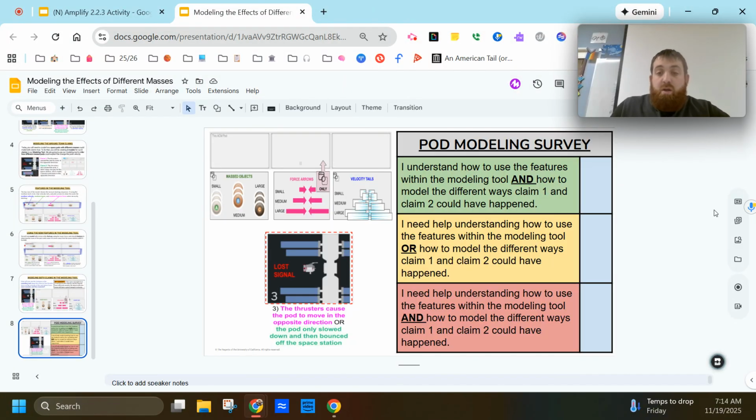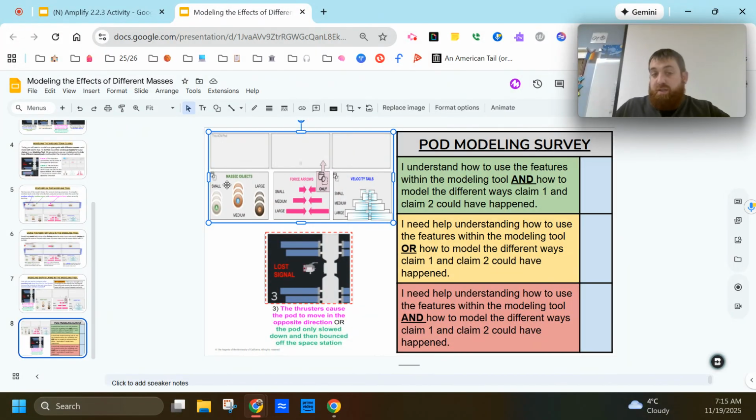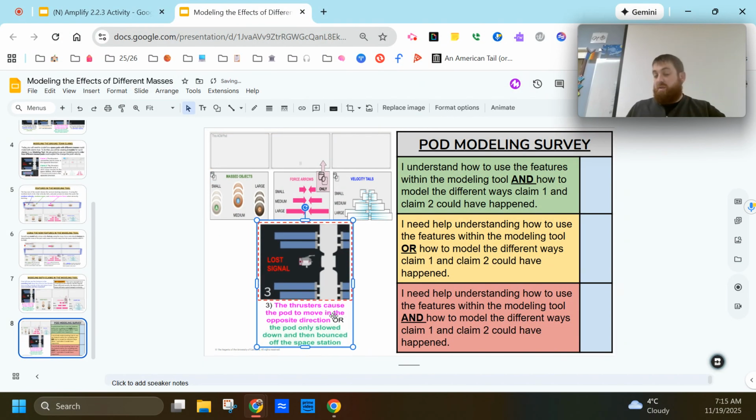So, ladies and gentlemen, take a look at your survey. Do we understand how to use the features? Do we understand how to model the different claims? Do we understand the features we saw today, from the massed objects, the force arrows, the velocity details, and how to put them in the different boxes? Do we understand how to model our two claims? The one about the thrusters causing the pod to move away, the other about the pod only slowing and then later hitting off the station.